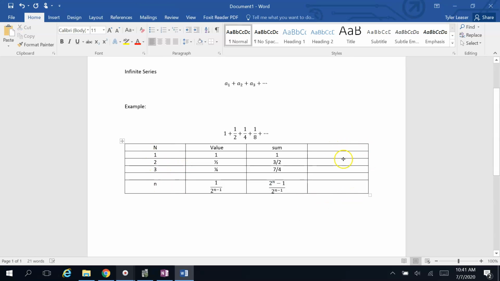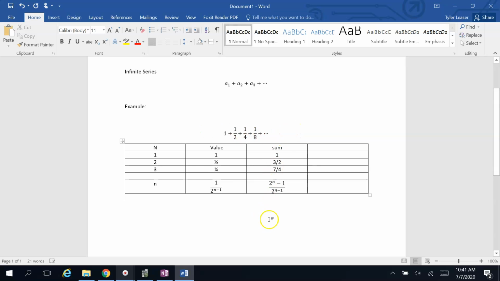Okay. The next thing that we want to do is that this is the sum of the first n terms. If I take this sum as a sequence and take that sequence as n goes to infinity, that's going to give me the sum of the infinite series.